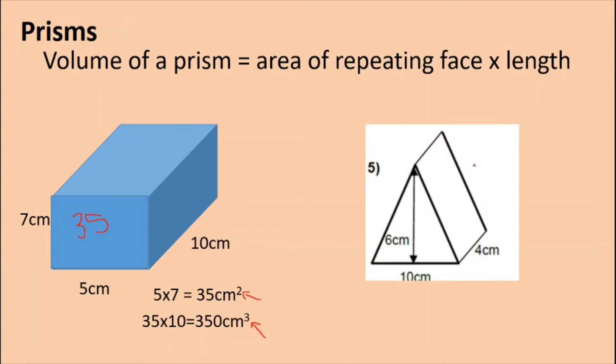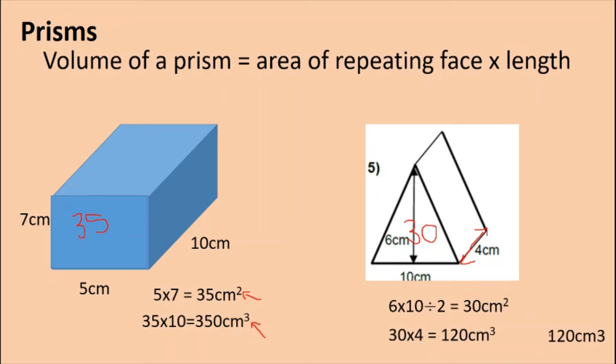A triangular prism, we find the area of this front face, this repeating triangle. Well, 6 times 10 divided by 2 is 30 for the front. And then we're going to times it by this length here, 30 times 4, 120 centimeters cubed. Again, make sure you're copying down any diagrams that you need for your reference. If you're working on a computer as well, I don't mind if you use that to represent the cubed. I know it's difficult to get the little 3 properly on a computer.